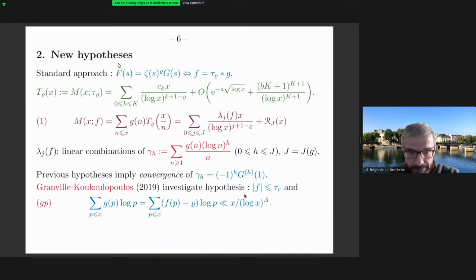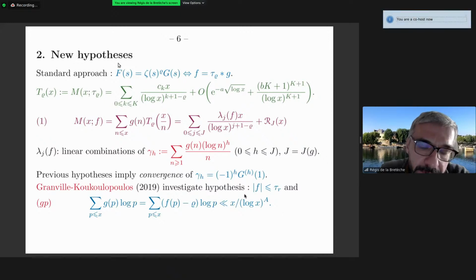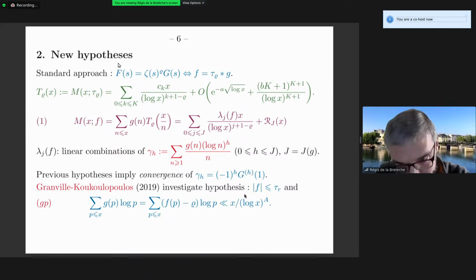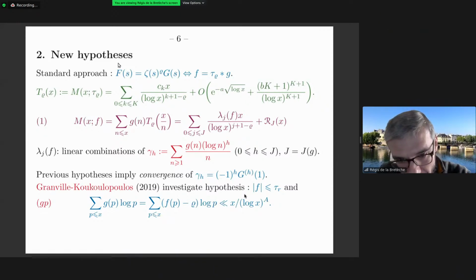So now, recently, Granville and Koukoulopoulos investigated a new hypothesis. We assume now that the modulus of f is less than the tau index r. R is a fixed parameter.